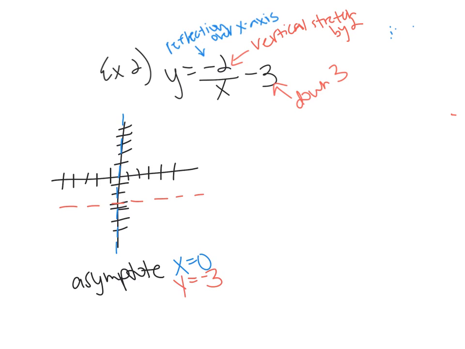Now, how are we going to figure out how this reflection and this vertical stretch affect my graph? For this, we need to plug in some easy numbers. Based on my graph, an easy number to plug in is 1. So if I plug in 1, negative 2 divided by 1 is negative 2. Negative 2 minus 3 is negative 5. So we have the point 1, negative 5 on our graph. Let's plot that point: 1, 2, 3, 4, 5.